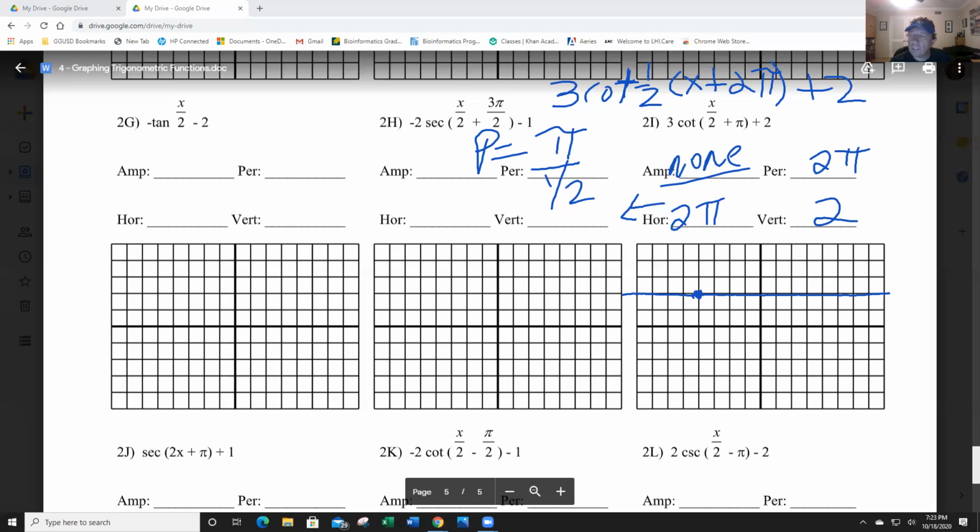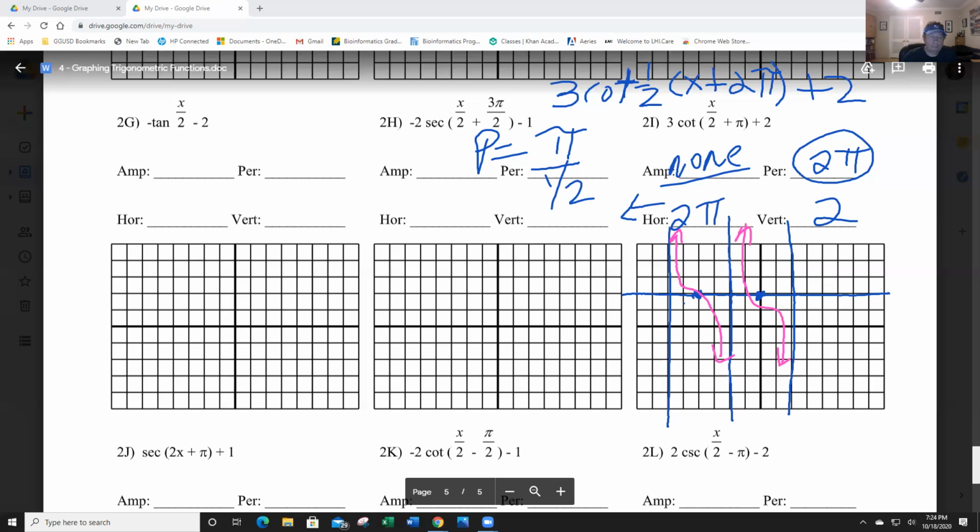Now, the period's 2 pi. 2 pi is 4 boxes. Okay, so I got to go 2 boxes on each side to establish that period. Okay, now I can do this multiple other times, of course. I can go 4 boxes. I'll just do 2 of them this time, okay? Great. Now, I'm going to do cotangent. And cotangent, positive cotangent, high on the left, low on the right. Okay, there you go. Again, pause that if you need to.